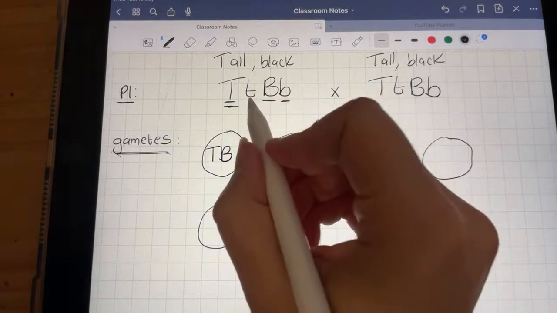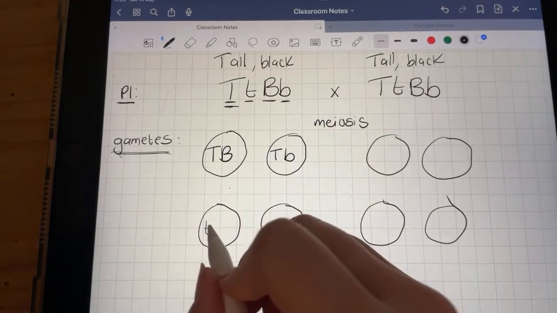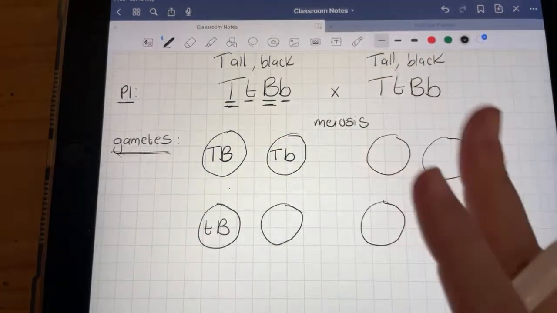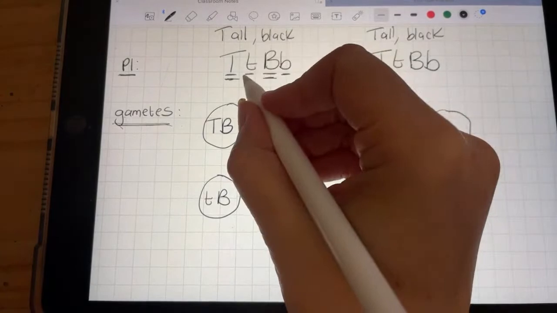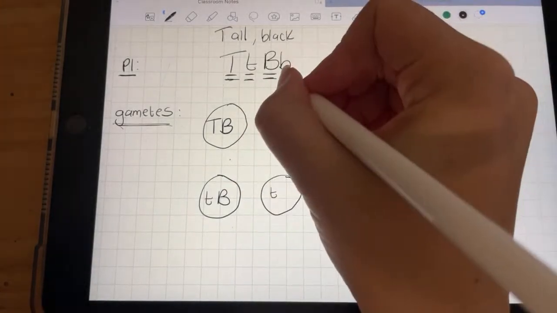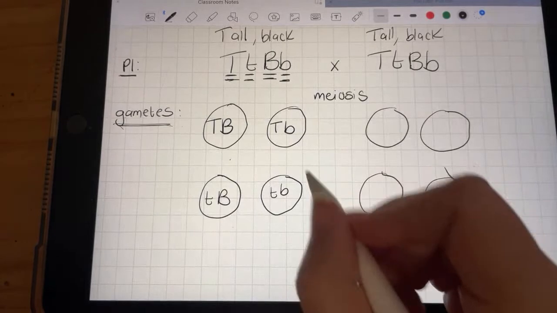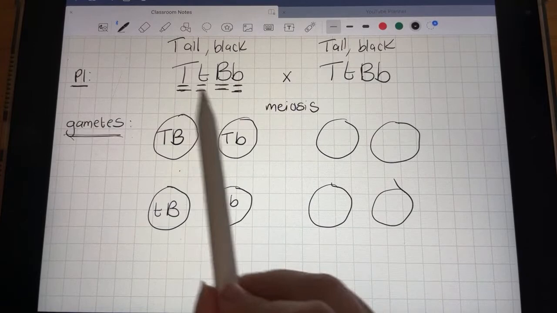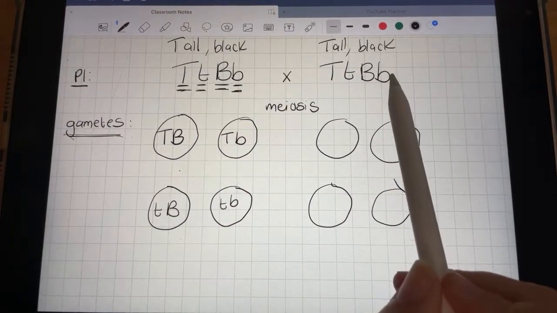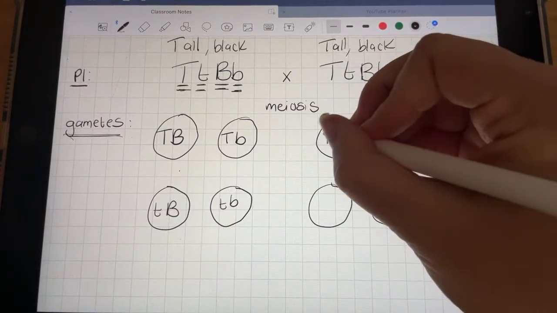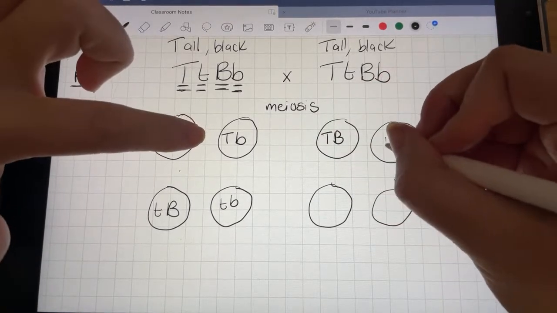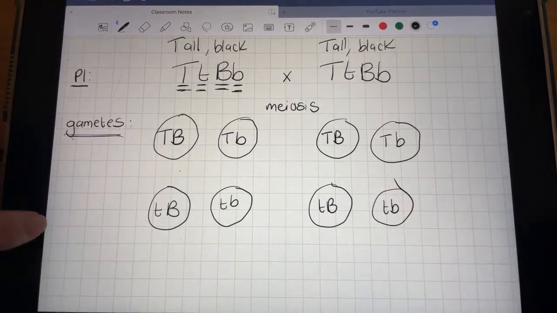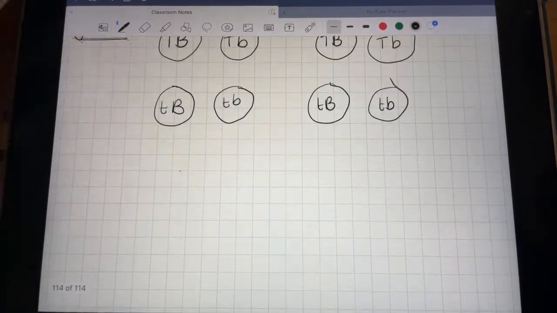Now we go to the next one. I'm going to use my other T, and I can use the capital B. Now I've used that B twice, so I can't do it again. And then I'm going to use T and B. And now I've got my gametes. Now, I'm not going to waste time doing these because do you see that this genotype is the same as this genotype, which means their gametes will be exactly the same. So I'm just going to copy them over from this side, like so.